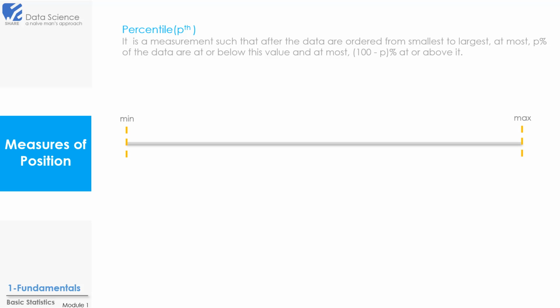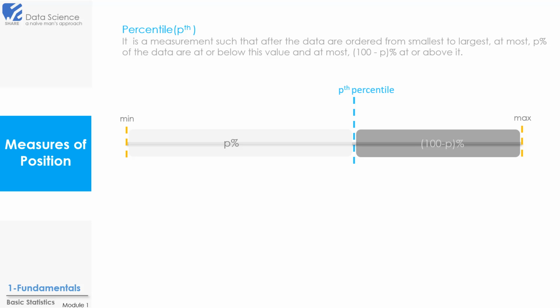So let's say we have our axis showing minimum and maximum points. Now here we can see that p% of the data falls below it and 100 minus p% of the data falls above it. So this is what percentile means.